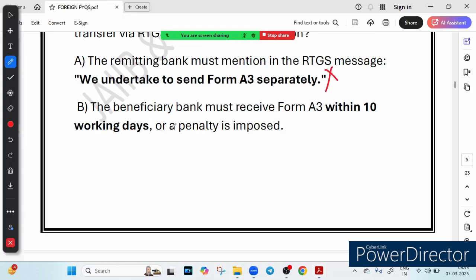Option B states that Form A3 must reach the beneficiary bank within 10 working days or a penalty is imposed.